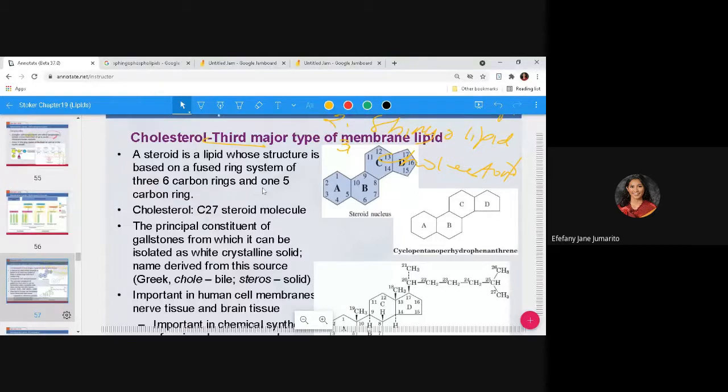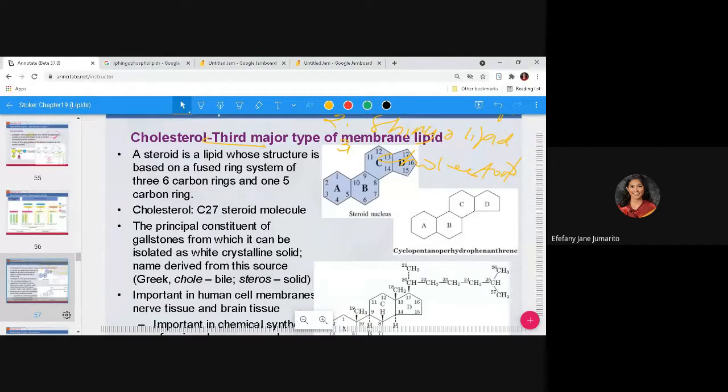So we have this one, cholesterol. We are already familiar with cholesterol, right? We get a lot of cholesterol. Actually, class, cholesterol is already part of our body.